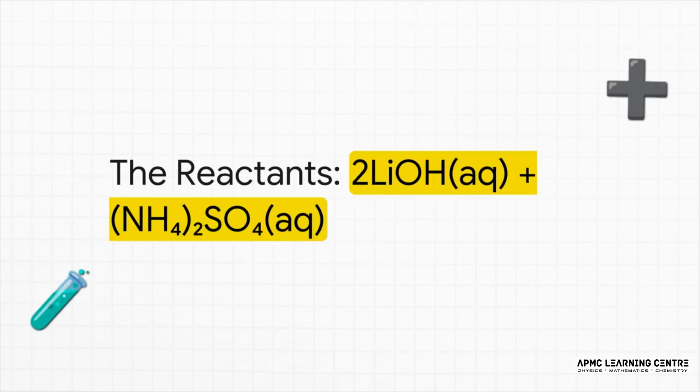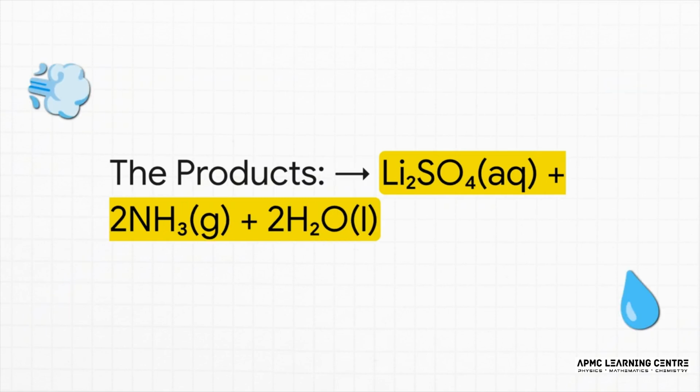Let's try building one of these equations from scratch, step by step. First up, we need our ingredients, right? Our reactants. In this case, we're starting with our alkali, which is lithium hydroxide, and our ammonium salt, ammonium sulfate. Okay, step 2. What do we get? What are the products? The easiest way to think about this is like the ions are swapping dance partners. The lithium from the alkali grabs the sulfate from the salt, and they form lithium sulfate. Then, everything that's left over just kind of rearranges itself to make our other two products, which are always the same in this reaction, ammonia and water.